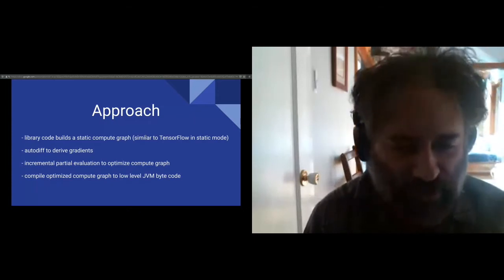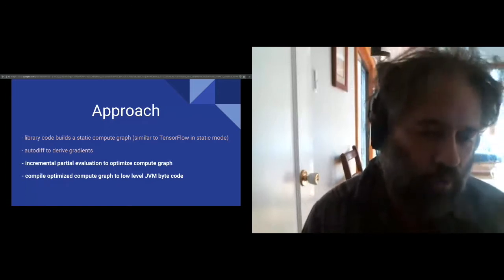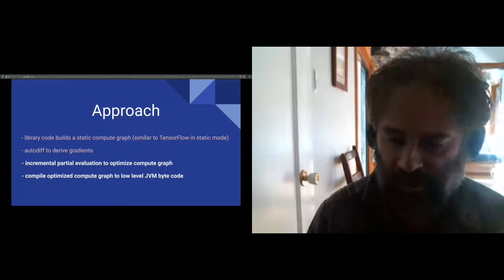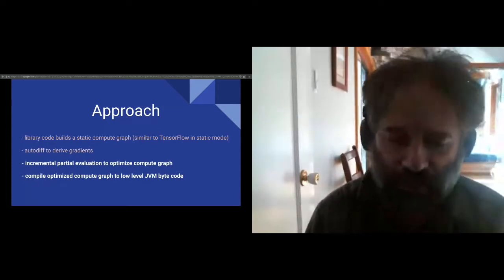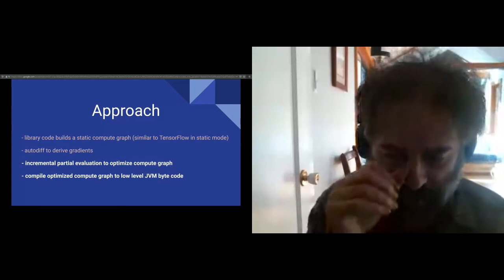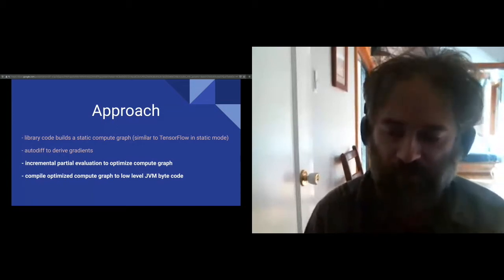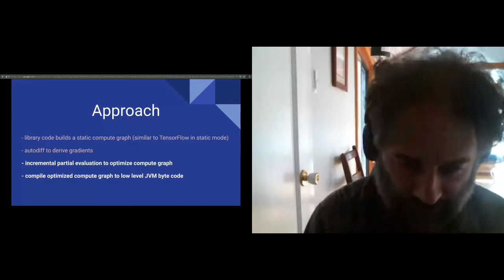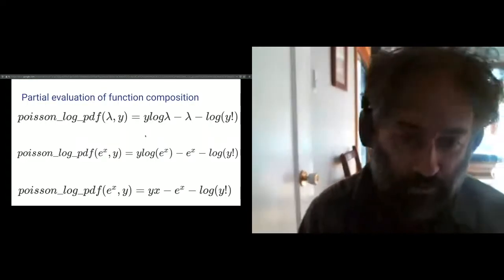But then there are these two more novel things that I'm going to talk about in this talk. One is incremental partial evaluation while building up the compute graph to do quite a lot of optimization. And the other is, once we have the optimized compute graph, to dynamically compile it to as low level JVM bytecode as we can, so that the inner loops of the samplers are running very fast. So I'm going to talk about how we went about that.